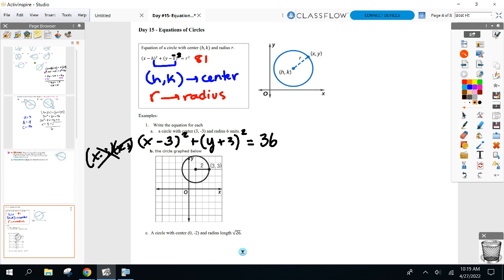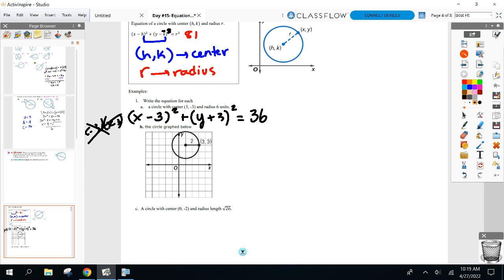Any questions on that first one we did? All right, here we go. Now, can you do it based on a graph for me? Can you write the equation based on a graph?